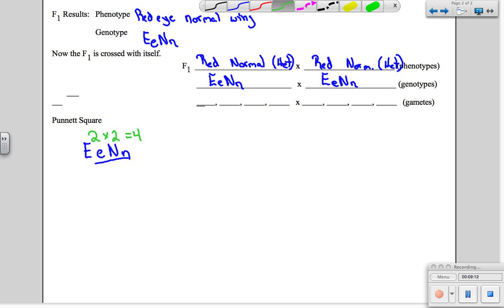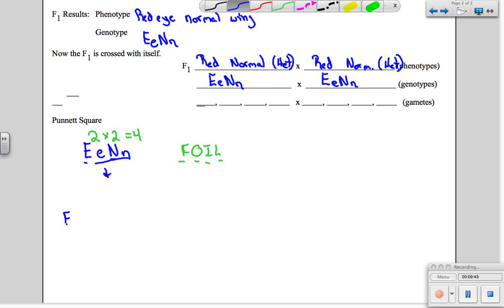Let's use the FOIL method. FOIL works really well for dihybrids. In math, you do the FOIL method, multiplying the first terms, the outside terms, the inside terms, and the last terms. Let's do this to figure out the gametes for this diploid parent. First, I'm going to do the first terms for each trait. So the first E, the first N.